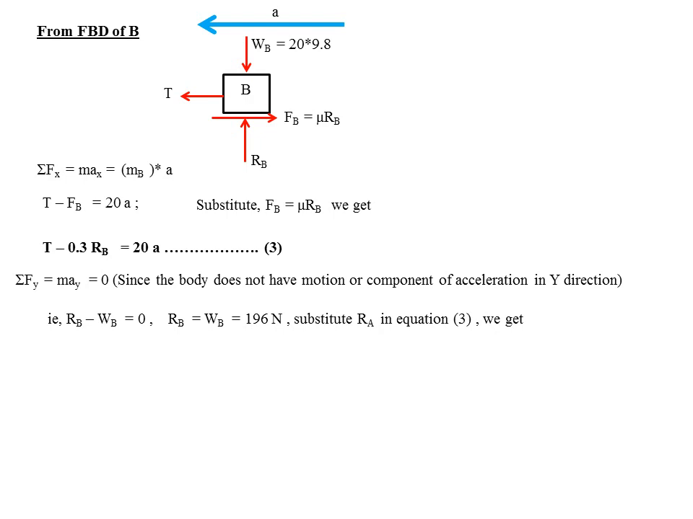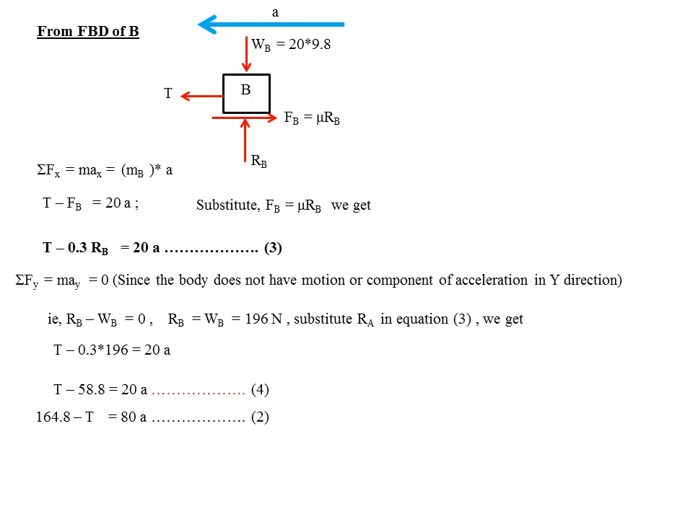Now substitute rb in equation 3, we will get t minus 0.3 into 196 equal to 20a. So t minus 58.8 equal to 20a, which is equation 4. Now if you remember equation 2, which was 164.8 minus t equal to 80a.